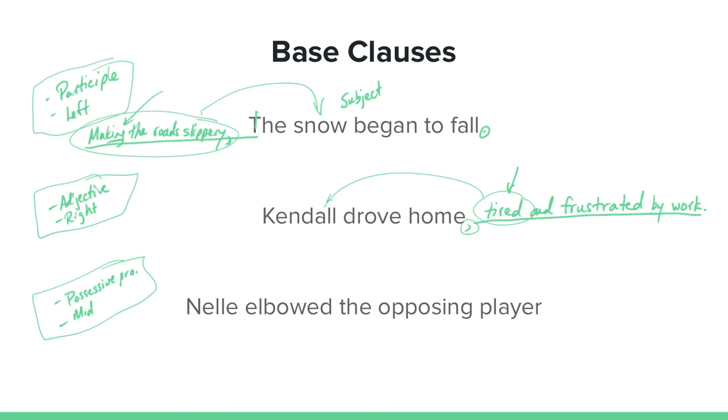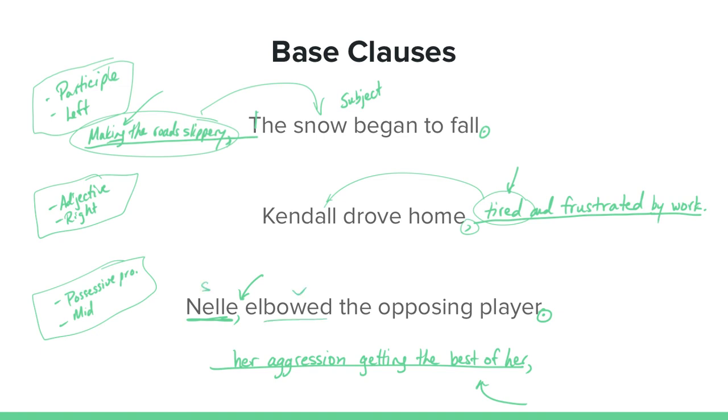And our last base clause, Nellie elbowed the opposing player, we're going to use a possessive pronoun and we're going to do a mid-branching. So what's the noun in this sentence that I could describe? Well, it's Nellie. So we're going to add our mid-branching right there. So Nellie, comma, her aggression getting the best of her, comma, elbowed the opposing player. Now, you don't want to go too much longer than this because you'd be separating the subject from the verb, and the reader needs to see that those things go together. So you wouldn't want to go too much longer than this if you want the reader to not be confused. And we always want the reader to not be confused.